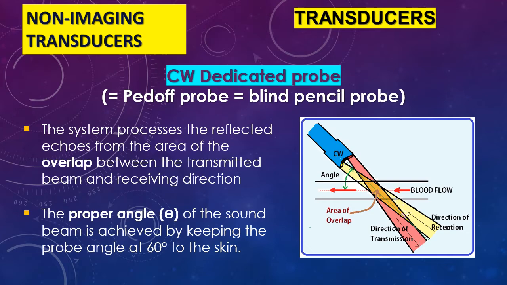This overlap acts as if we have the sample volume in the pulsed wave. It acts as if there is a sample volume, but this sample volume here is huge. As you see here, it can accommodate one or more vessels in the area of overlap. Okay, so how can I adjust the angle then? Because I don't have an image. This is a non-imaging probe. It's not pulsed wave, it's a continuous wave. So I have no image here. How can I adjust the angle to be 60? By adjusting the angle of the probe to the skin to be 60, because most of the time the vessel is parallel to the skin.